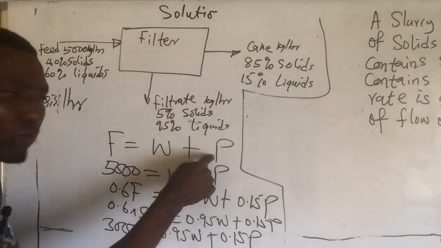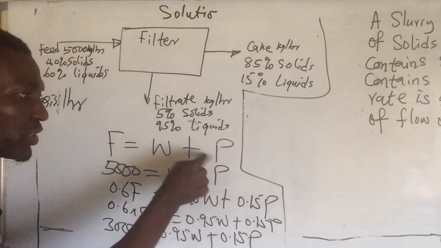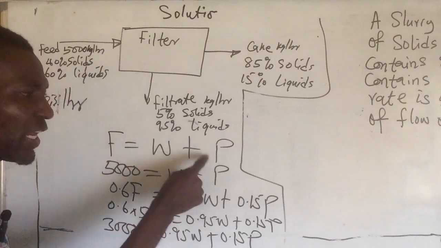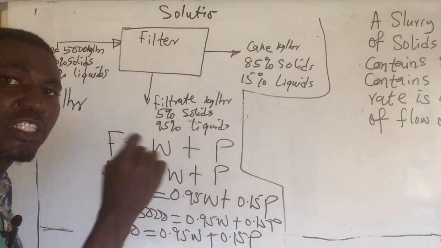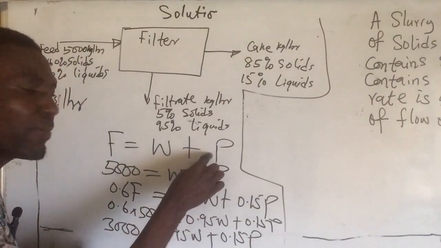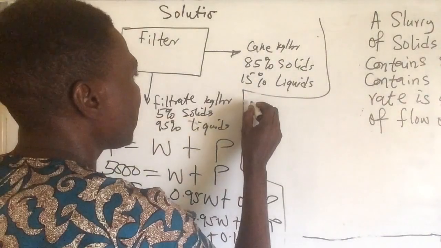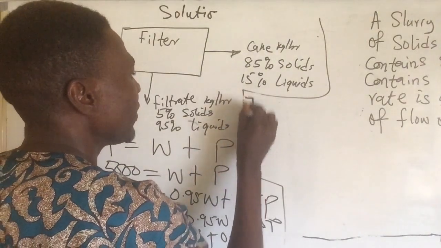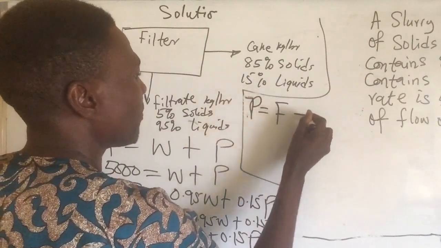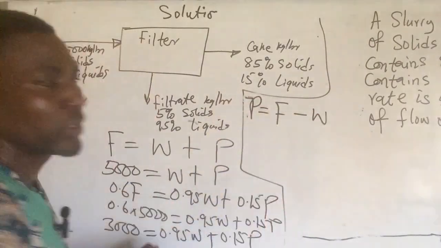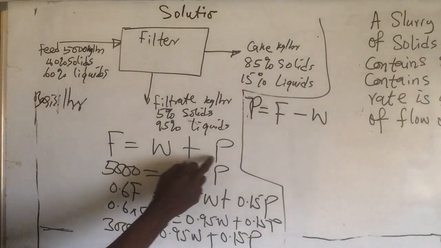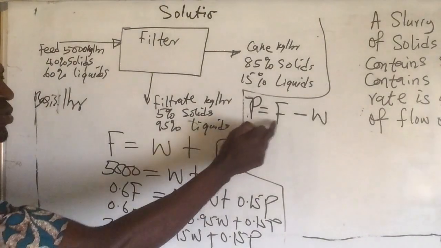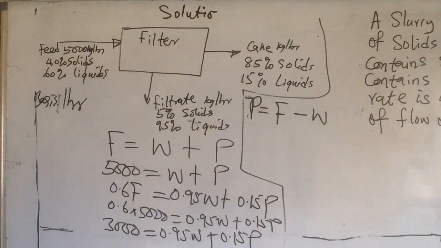So let me make P subject of formula using this one. Remember, using the main equation, let me make P subject of formula here. I will now have P equals F minus W. That's how to make P subject of formula, and I have P equals F minus W.